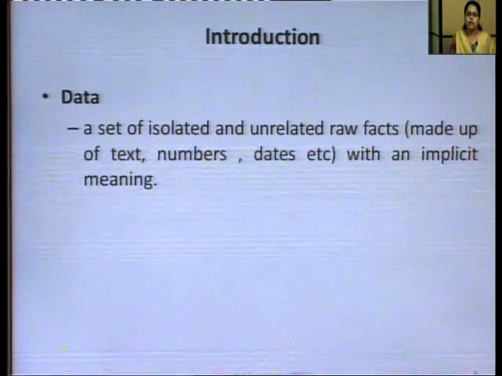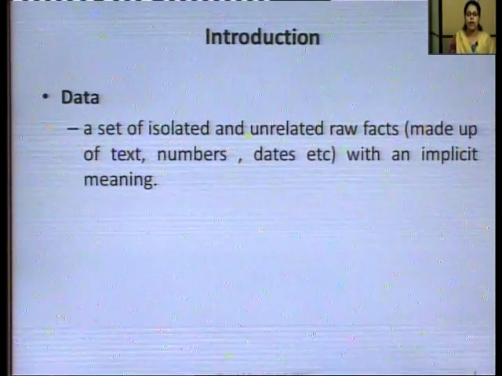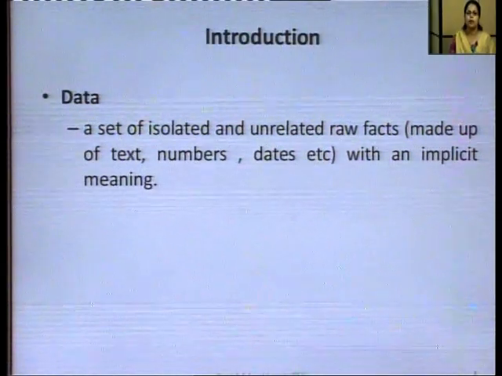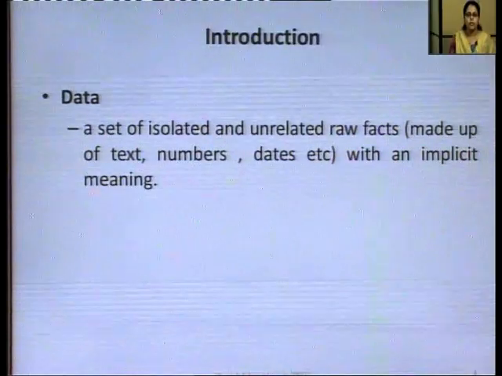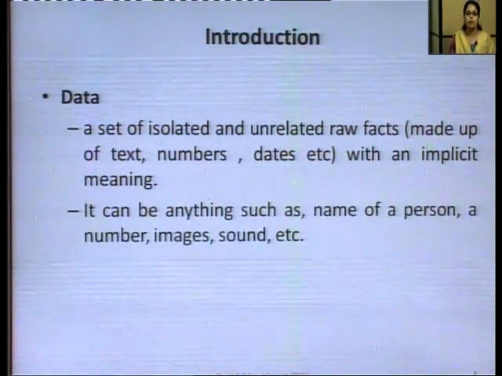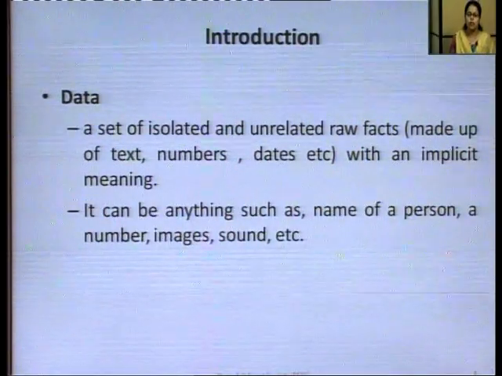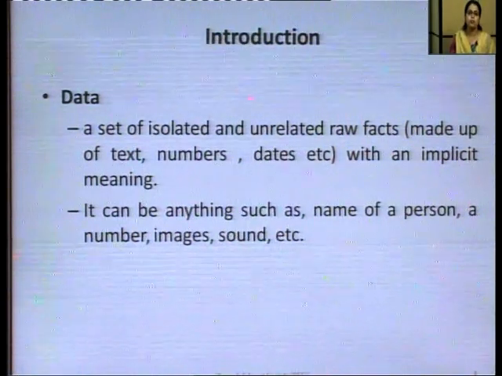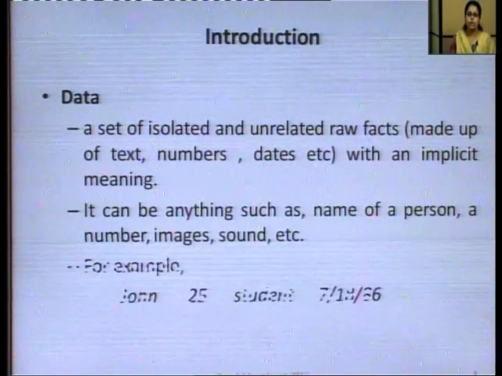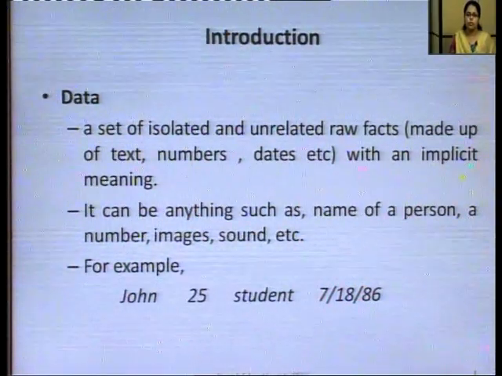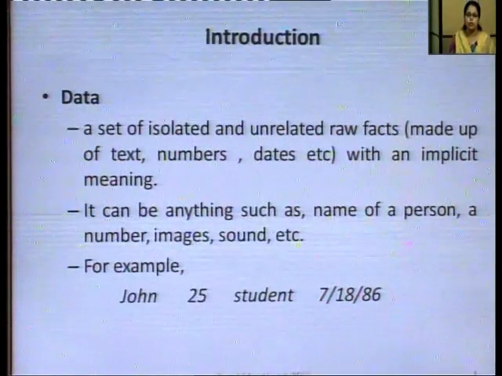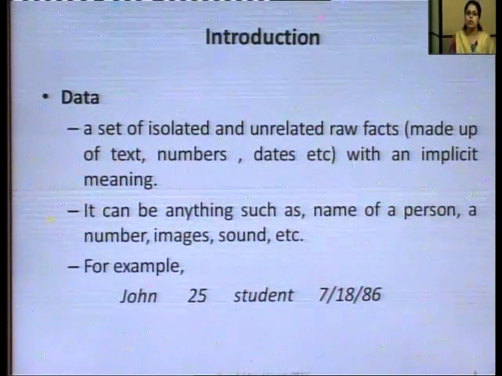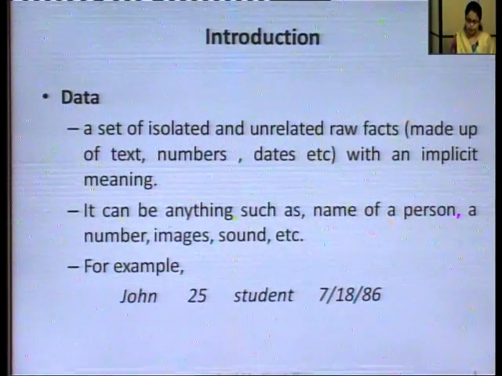So let's first explain the very basic concepts which are related to database, and those are data, which is a set of isolated and unrelated raw facts made up of text, numbers, dates, etc. with an implicit meaning. It can be anything, for example, name of a person, it can be a number, it can be image, it can be sound, it can be a date. Any raw fact which has some implicit meaning is called as data. For example, John, which is a name of a person, a figure or a number 25, a word student, a date, all these are referred to as data.